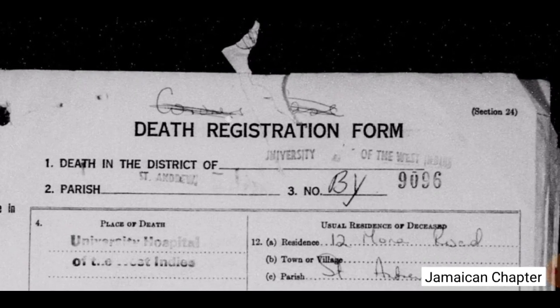We'll start by looking at the top of the form. At the top of the form it says death registration form, death in the District of University of the West Indies, Parish St. Andrew. If you notice, it says death in the District of, and then stamped on the line is University of the West Indies. So it means that she died at that hospital. If she had died at her home, or in some other community, then that's what they would put there.